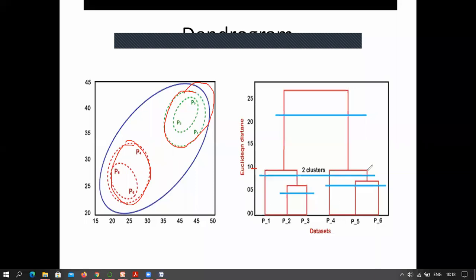1, and this is 2. That means there are 2 clusters. Fine. Okay, next step is that you will combine these 2 clusters now. This one and this one.